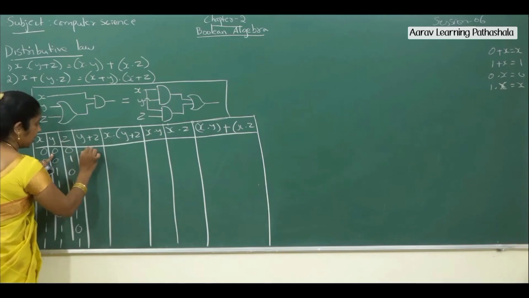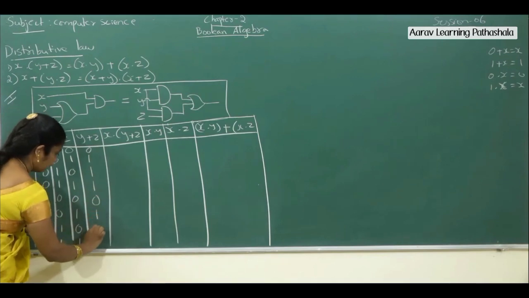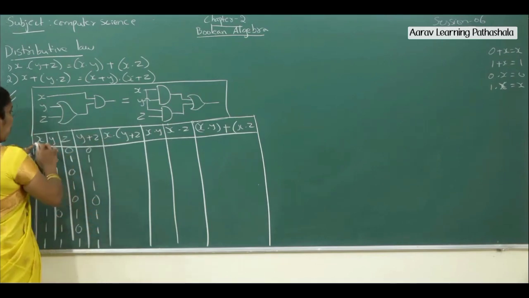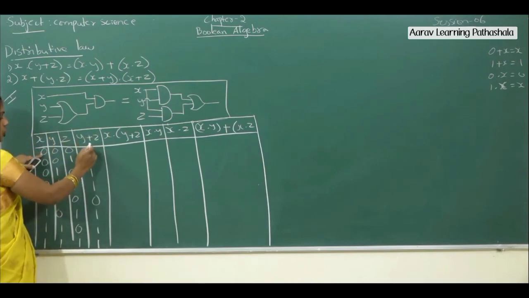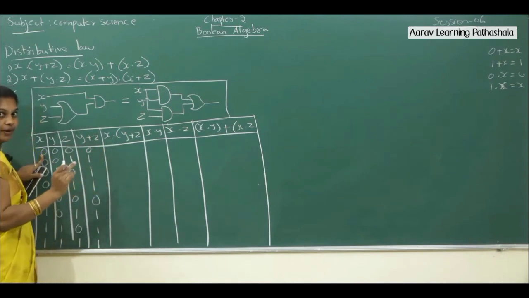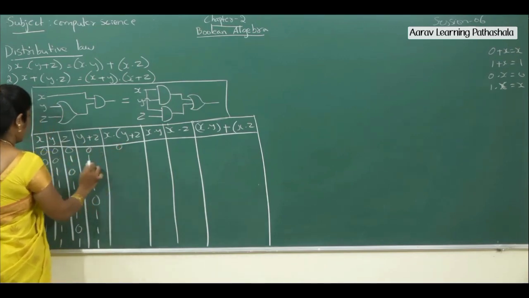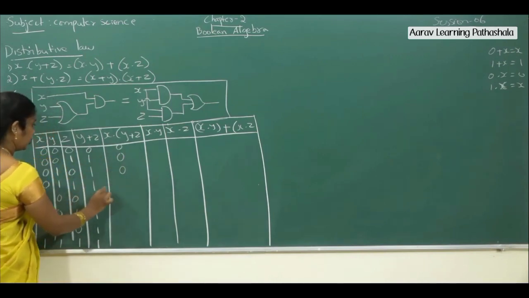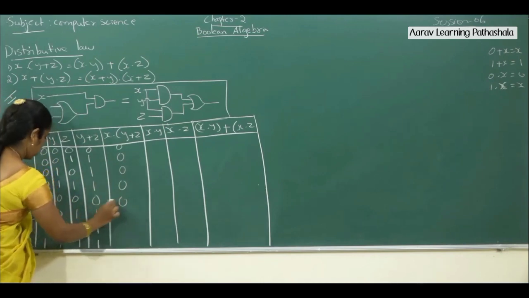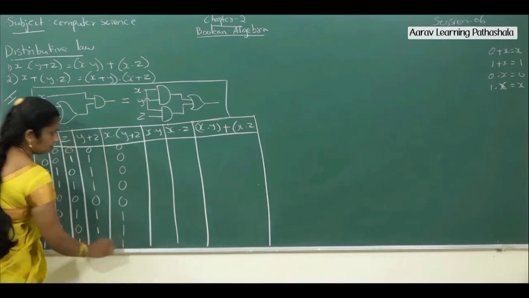0 plus 0 is 0, 0 plus 1 is 1, 1 plus 0 is 1, 1 plus 1 is 1. Now for x into (y plus z), we consider the x column and the y plus z column. In the dot operator, only if all the inputs are 1 does the output become 1. 0 into 0 is 0, 0 into 1 is 0, 0 into 1 is 0, 0 into 1 is 0, 1 into 0 is 0, 1 into 1 is 1, 1 into 1 is 1, 1 into 1 is 1.